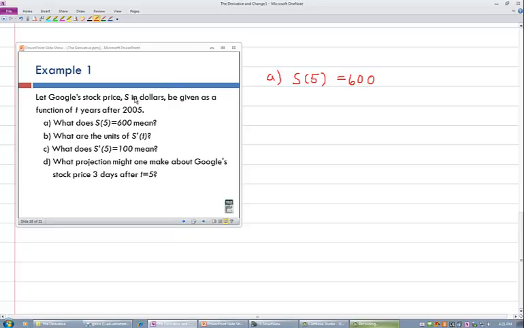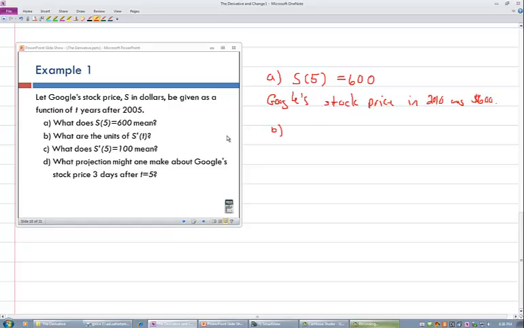And you have to come back to the question and realize that the reason they chose S was because it's Google's stock price. And so S is in dollars, whereas the input, t, is in years. So this 5 means 5 years after 2005, and the 600 is Google's stock price then. So this says that Google's stock price in 5 years after 2005, say in 2010, was $600. So that's just basic functional notation from exam 1.